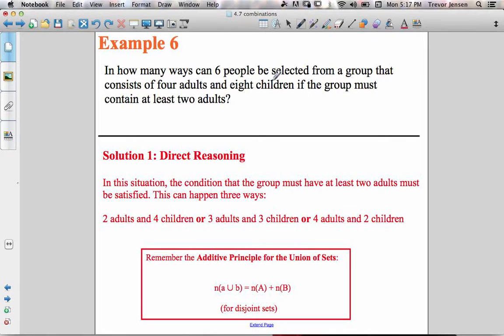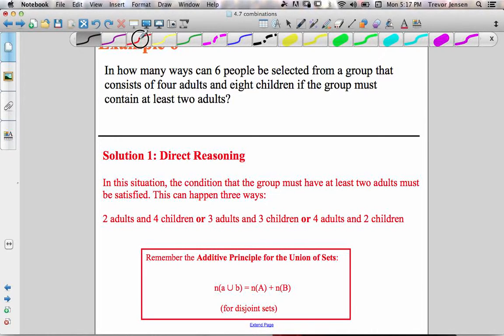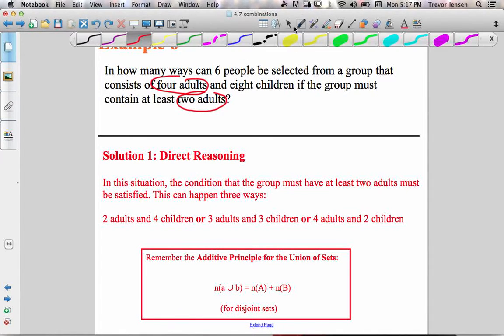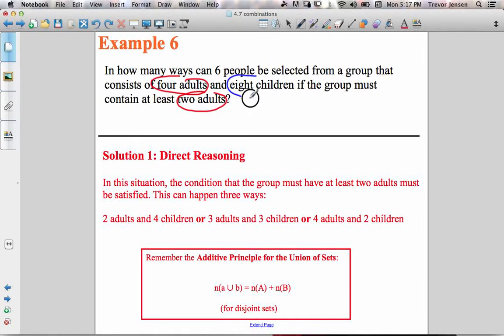Okay, last example. In how many ways can 6 people be selected from a group that consists of 4 adults and 8 children, if the group must contain at least 2 adults? Okay, this word at least is going to change up some stuff for this question. So there's 12 people in total. How many groups of 6 can I make if the group must contain at least 2 adults?